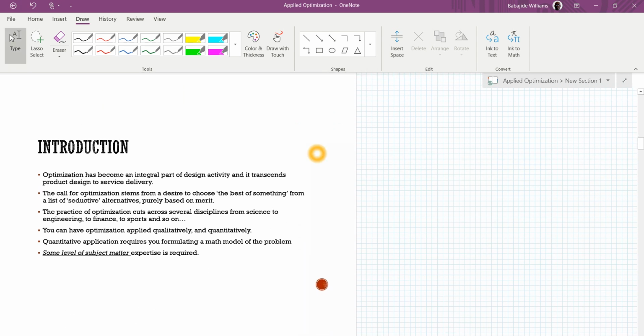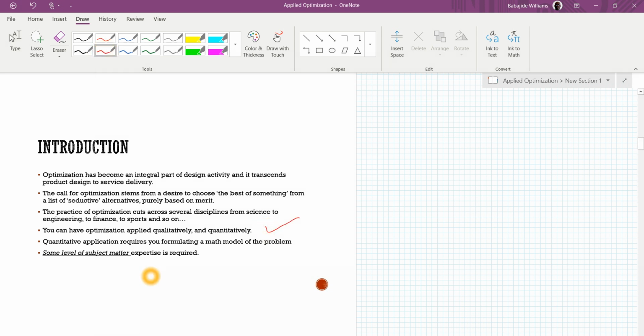Optimization has become an integral part of design activities, and it transcends product design to service and strategy design. Now, the practice of optimization cuts across several disciplines, spanning engineering, science, fashion, theology, sports, and so on and so forth. You can have optimization applied quantitatively and qualitatively. This I will explain as we go on.